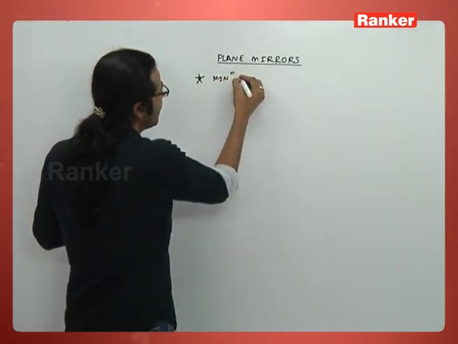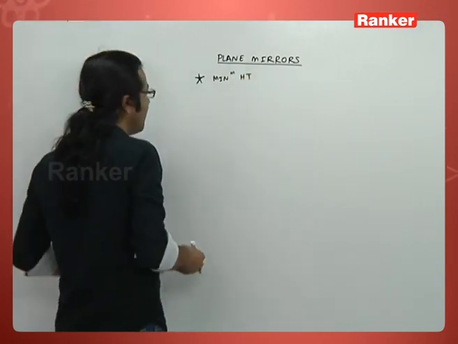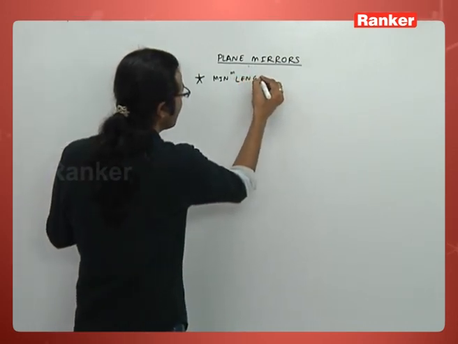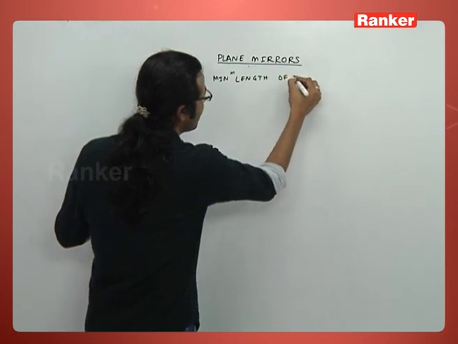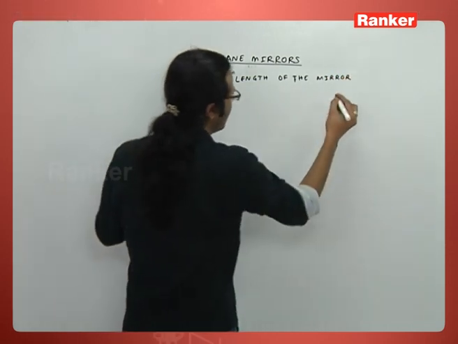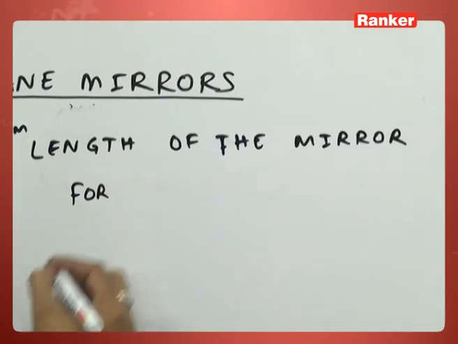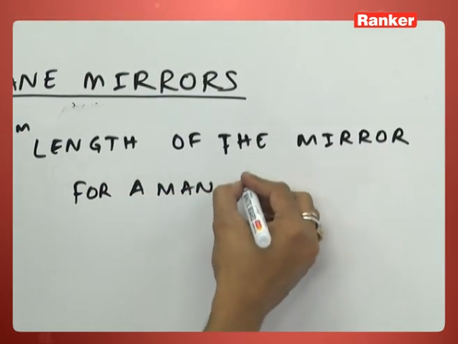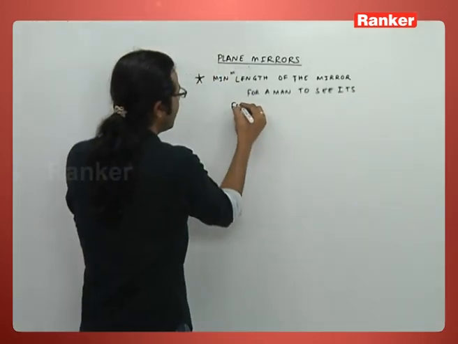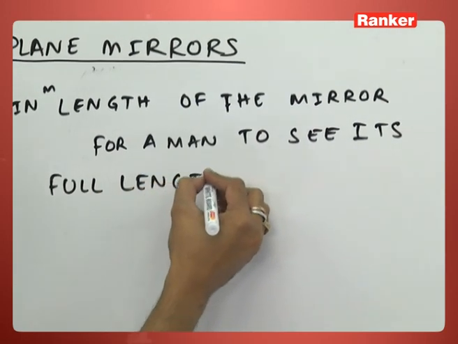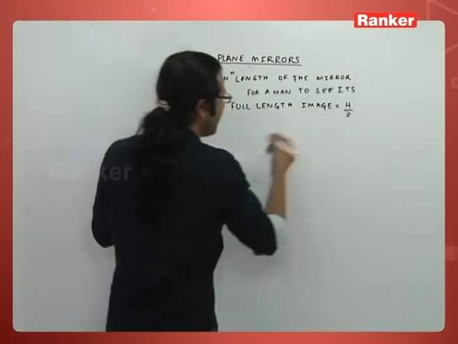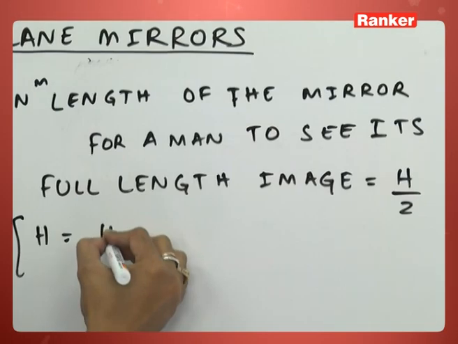I will just write the definition. Minimum height or minimum length of the mirror for a man to see its full length image is equal to h by 2, that everybody knows. And what is h? H is height of man.